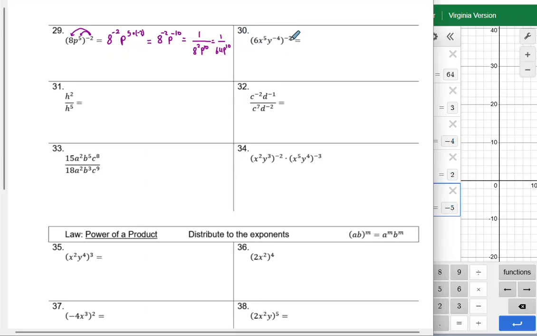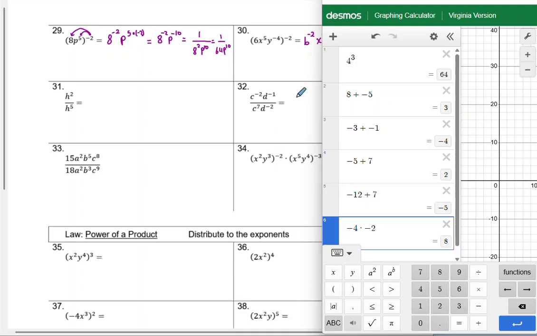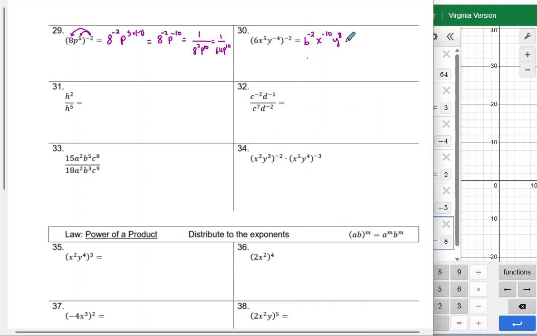Okay, so here just make sure the -2 gets distributed. You have 3 products here, 3 things you have to multiply. So 6 gets the -2, x to the 5 times -2 gets -10, and then y, now be careful here, -4 times -2, that's +8. Negative times a negative is a positive. So what gets moved? 6 to the power of 2 gets moved down. X to the power of 10 gets moved, and then y to the 8 stays at the top.